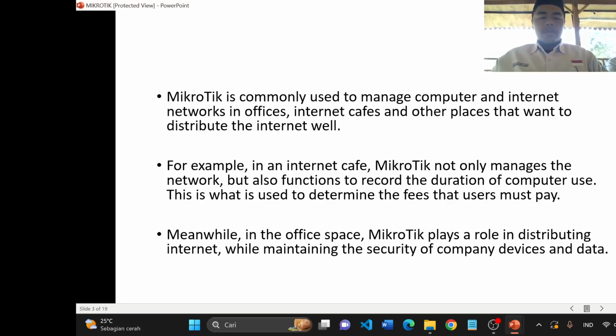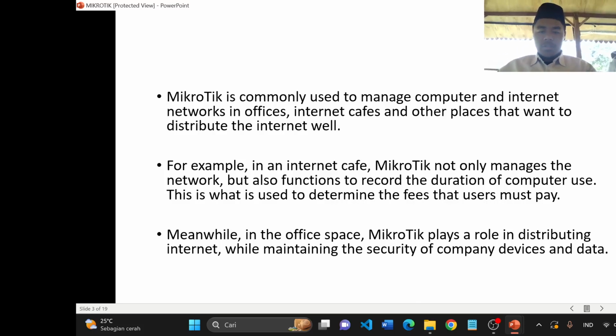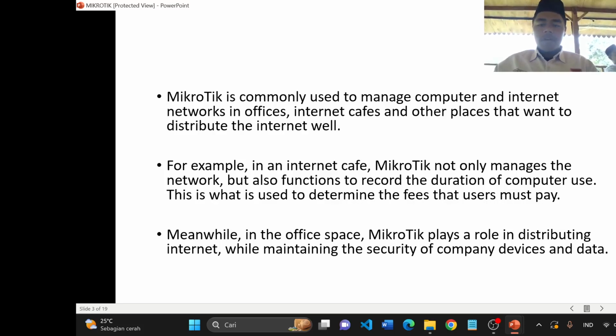For example, in an internet cafe, Mikrotik not only manages the network but also functions to record the duration of computer use. This is what is used to determine the fees that users must pay. Meanwhile, in the office space, Mikrotik plays a role in distributing internet while maintaining the security of company devices and data.